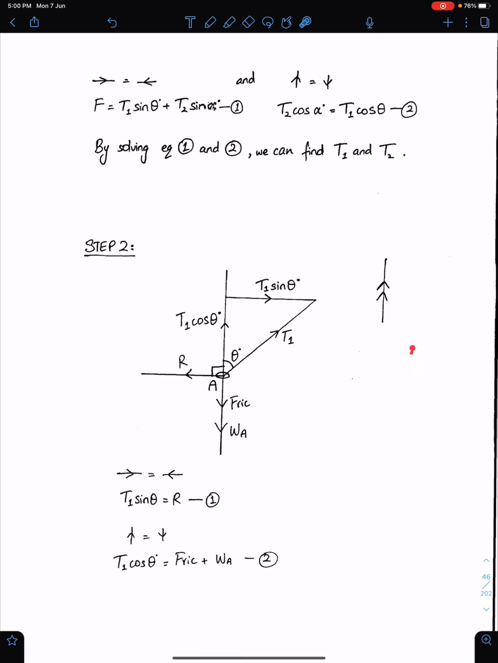This ring is about to move up the rod, therefore frictional force will act in this direction, downward direction, and this is the weight of ring A. Just need to equate these forces. This is equal to this, and sum of these two is equal to T1 cos theta. By solving these two equations, you can get the values of unknown.